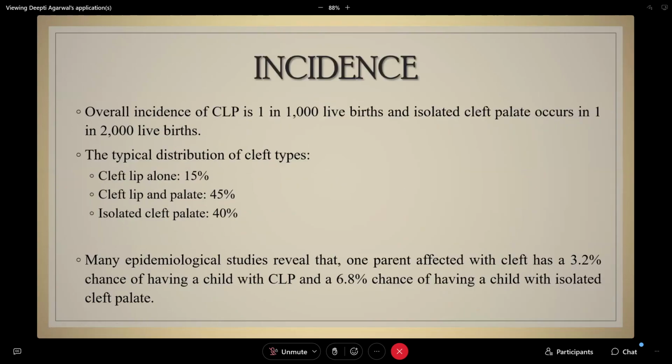Then the incidence, the overall incidence of cleft lip with palate is 1 in 1000 live births.